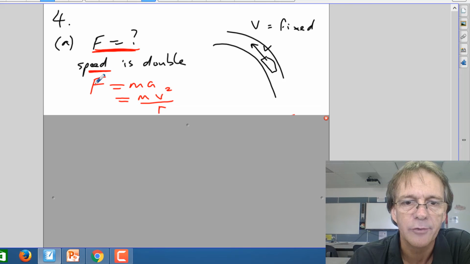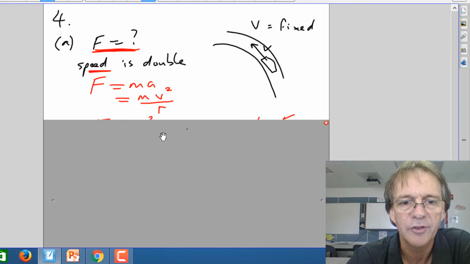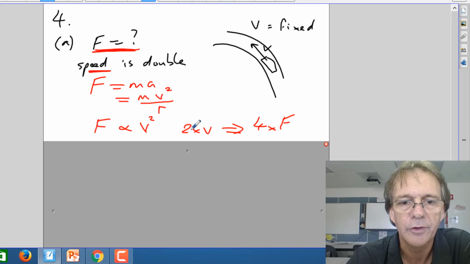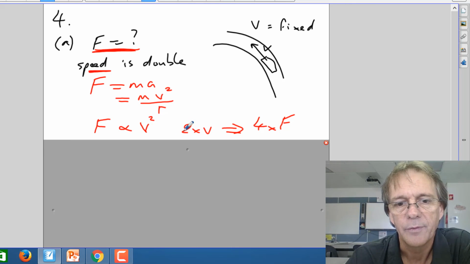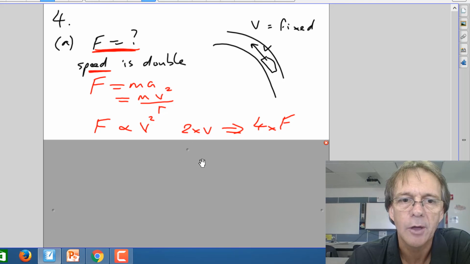Now from that you should be able to see that force is proportional to the velocity squared. I would highlight that and then talk about what the velocity is going to do. So in this case, the velocity is going to double. So the fact that it's 2 times v means that 2 squared would give you 4 times the force, because it's obviously a square factor there. So 2 squared is 4. If it was 3 times as fast, you would get 9 times the force.